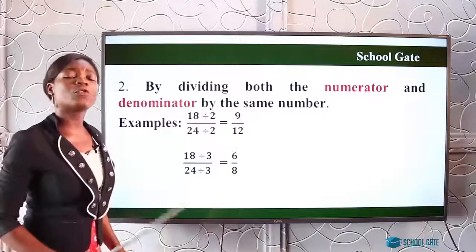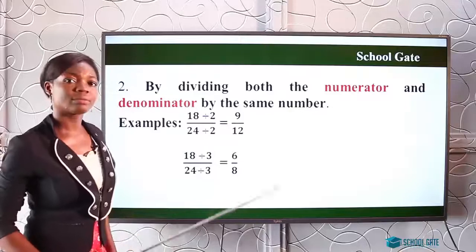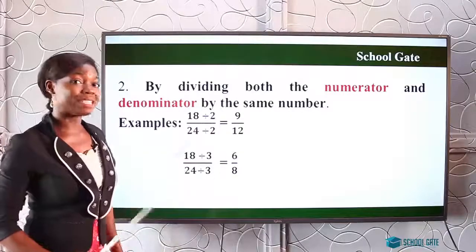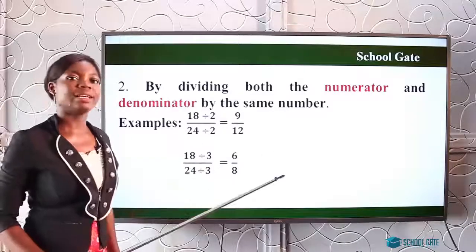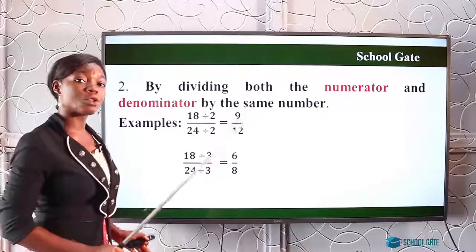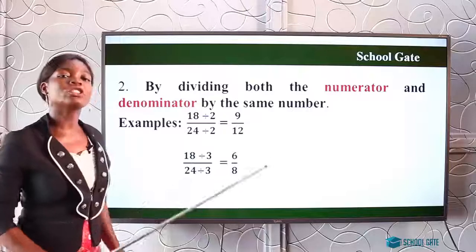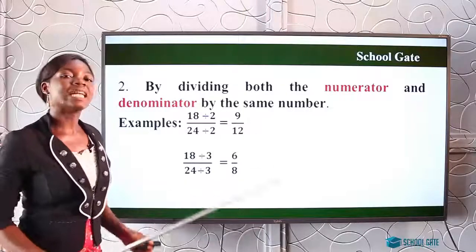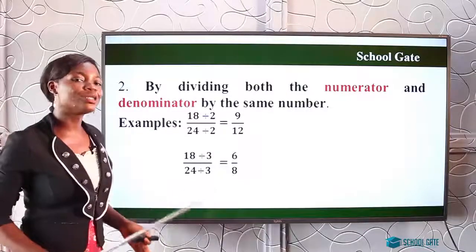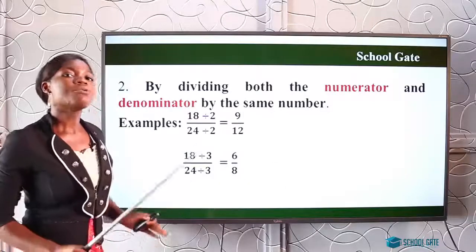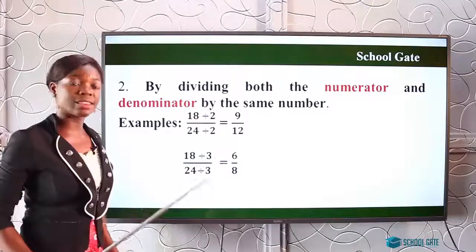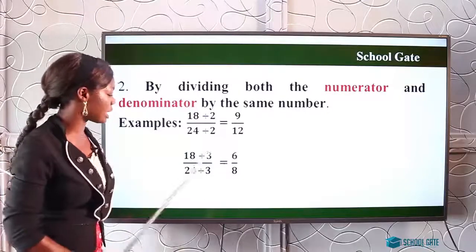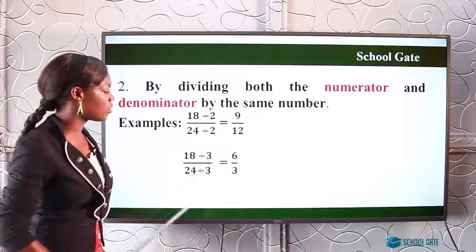If you further still divide it with 3, get a number that can divide the numerator and the denominator without remainder. That's the only rule surrounding that of division. Make sure the number you use can divide the numerator and the denominator without remainder, okay? So if we take 3, 18 divided by 3 will give us 6. 24 divided by 3 will give us 8.